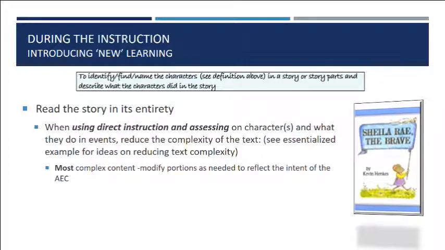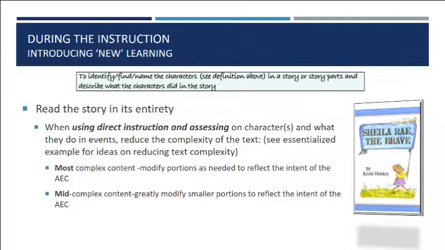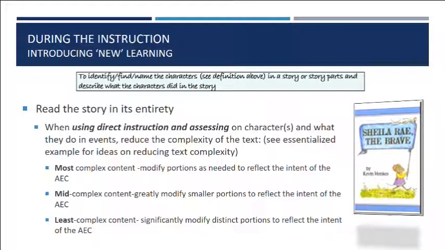So again, use your essentialized example as a model. We give lots of different examples of how to reduce that complexity. So in the most complex, you're going to modify some portions. Mid-complex, you're going to greatly modify even smaller portions, and up the level of supports. And then least complex are significantly modified distinct portions of the text. And I would really recommend that you go back and look at some of those different examples that we have in each grade. And we're going to continue to add on to those examples. So stay tuned for more information about that.